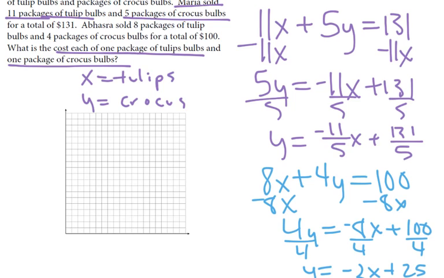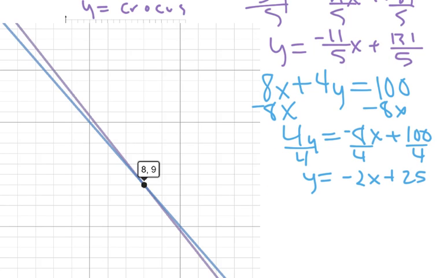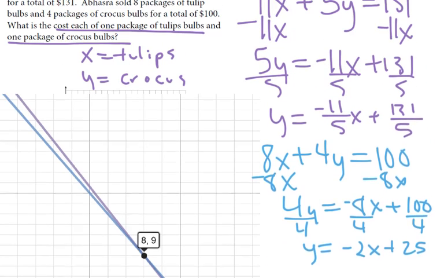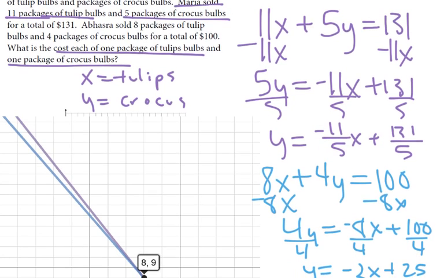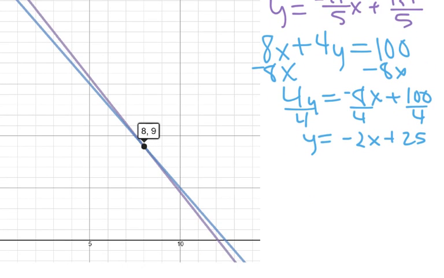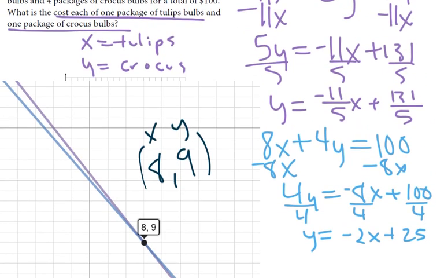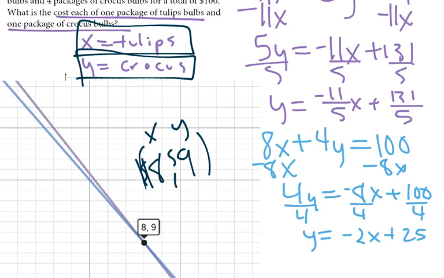So, got my graph. So here we see, purple was Maria, and blue was Abhazra. So where do they meet? And that's the important part. They meet at 8, 9. So the x was 8, the y was 9. What does that mean according to our story? The cost of tulips, $8. The cost of crocus bulbs, $9.